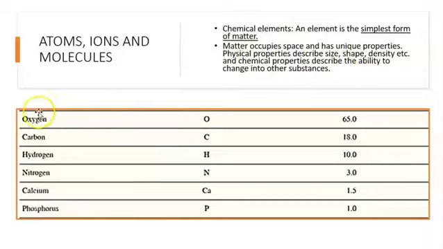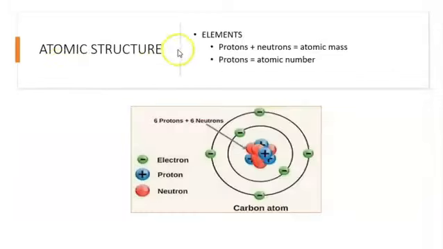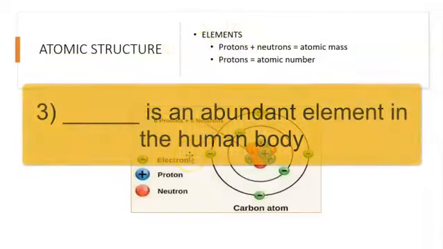Okay, let's take a look at some of the elements that we have in our body. For example, oxygen, carbon, hydrogen, as well as some other examples of elements. So if we scroll down, we can see the atomic structure of the elements, and we can see that all the elements are going to have protons, neutrons, and electrons.